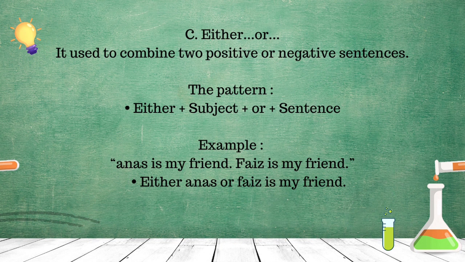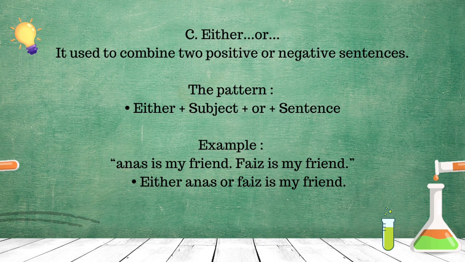Okay, next, the fourth kind of elliptical sentence is neither nor. It is used in negative sentences. The pattern is neither plus subject 1 plus nor plus subject 2 plus verb. And the example is Rudy doesn't have a book. Tommy doesn't have a book. Neither Rudy nor Tommy has a book. Rudy is subject 1 and Tommy is subject 2.